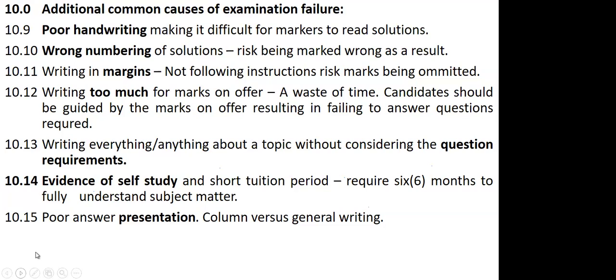Writing too much for the marks on offer. If a question is for 2 marks and you write 2 pages, no matter how accurate it is, the maximum marks you get is 2 marks. Let's use our judgment in terms of what we are going to write. And writing everything and anything about a topic without considering the question requirements is very common, and no marks will be awarded. Some of the answers go through the examiner's comments.